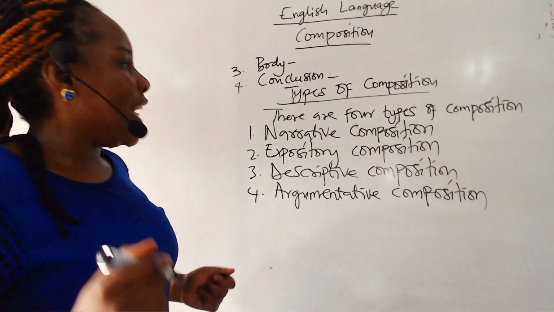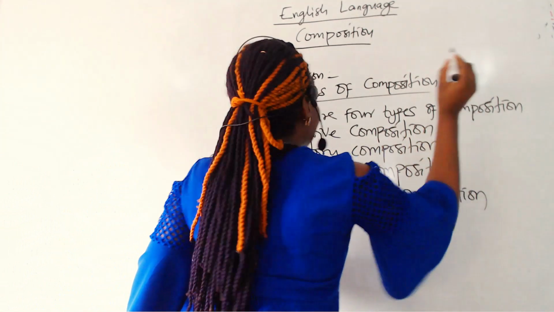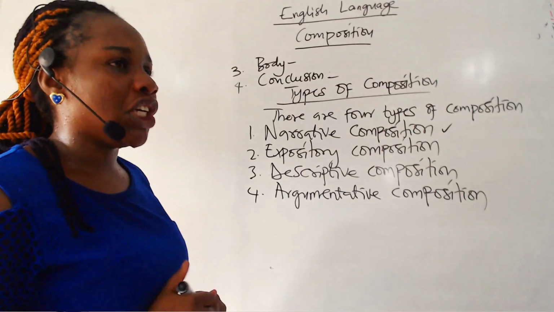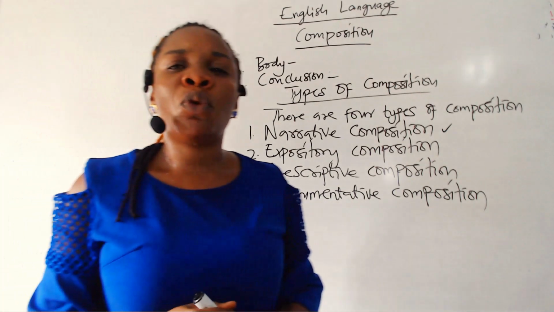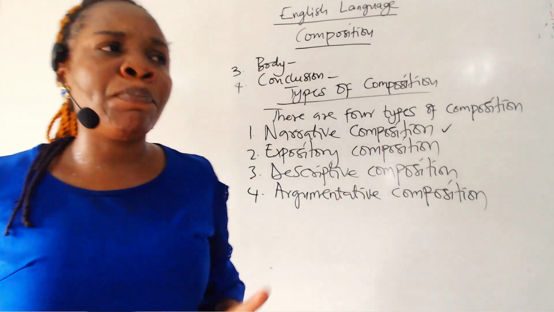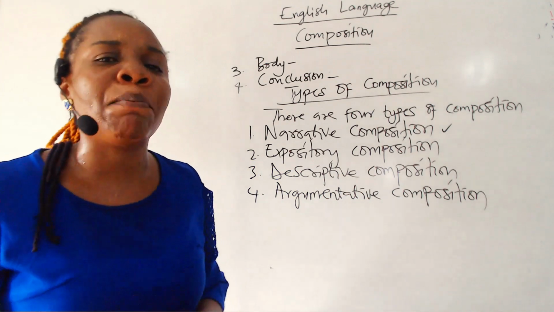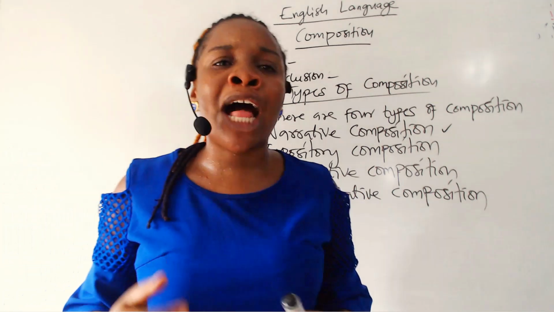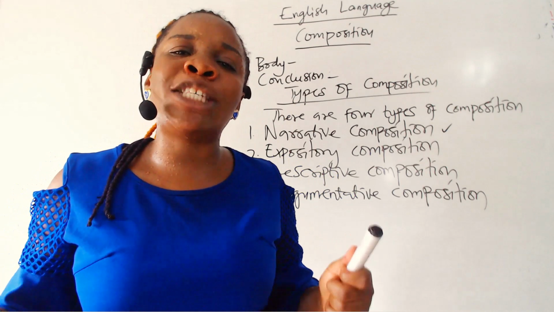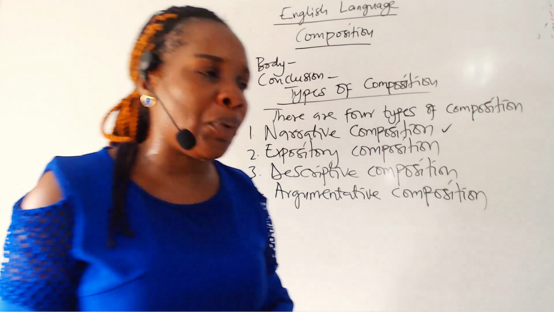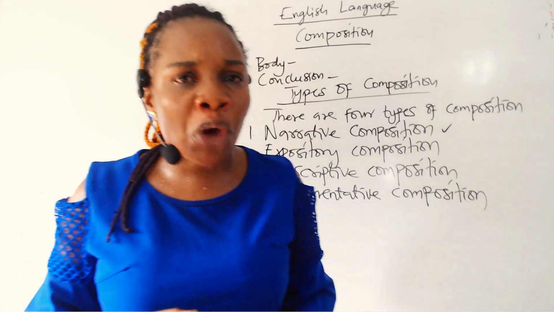Now, in the course of this study, we are going to look at the narrative composition. We'll quickly look at the narrative composition. What is a narrative composition? Now, a narrative composition is a type of composition where you tell a story. It is a type of composition where you are expected to tell a story.